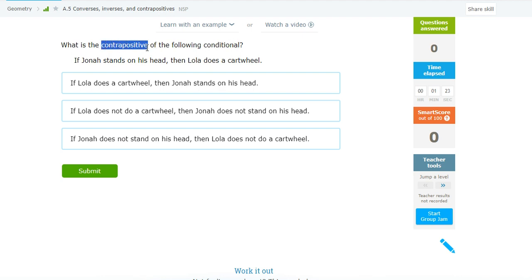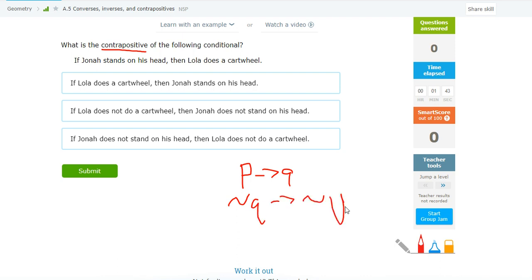So when I'm saying the contrapositive, first of all, we know that the conditional is in the form if P, then Q. But if I'm talking about the contrapositive, I need to flip these letters and then negate each of them. So it would be not Q, then not P. Oops, that should be a not P. So if Jonah stands on his head, then Lola does a cartwheel. I'm going to flip these statements, and it should say, if Lola does not do a cartwheel, then Jonah does not stand on his head.